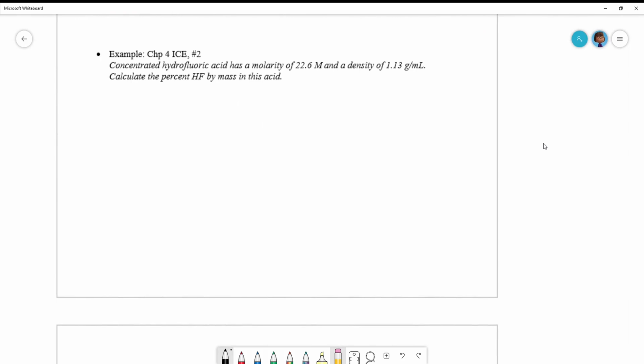So number 2 here says concentrated hydrofluoric acid has a molarity of 22.6 big M, that's moles per liter, and a density of 1.13 grams per milliliter. And in this problem, we're asked to express the concentration of the hydrofluoric acid as a percent HF by mass. Okay, let's draw a little picture here. So let's get back my pen. Okay, that's a slightly better beaker, slightly.